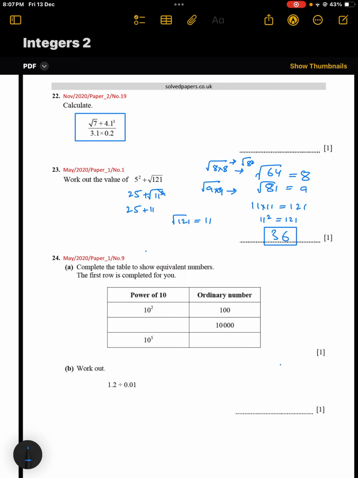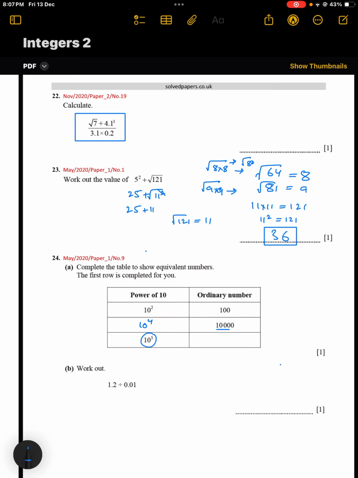Okay, question number 24. Complete the table to show equivalent numbers. The first row is completed for us, ordinary form and power form. We have done this today in the class as well. How many zeros do we have in here? 4 zeros, so this can be written as 10 to the power 4.